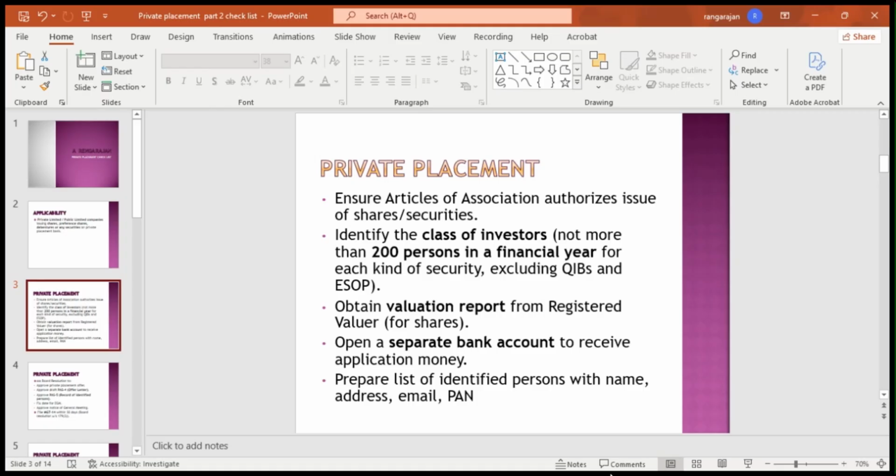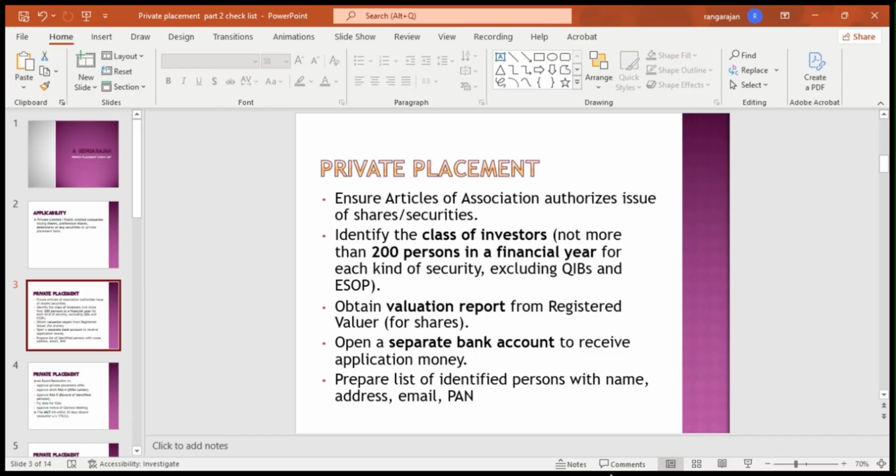Next, obtain a valuation report from a registered valuer for the shares. Before offering the shares, the company has to obtain this valuation report. For that, we need to conduct a board meeting, appoint the valuer and ask him to give the valuation report. He must be an IBBI registered valuer only.